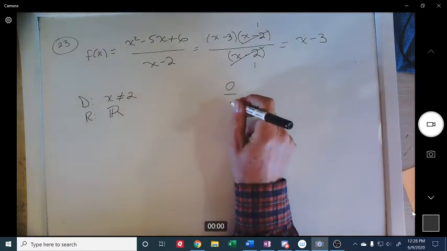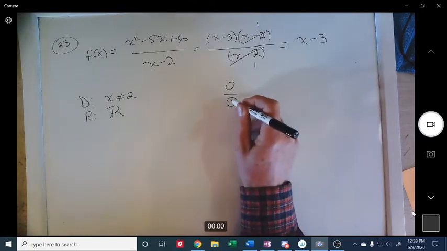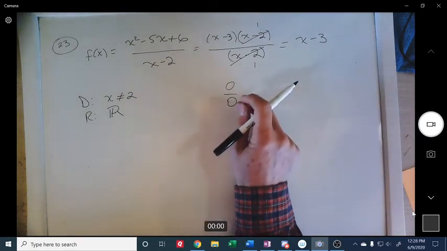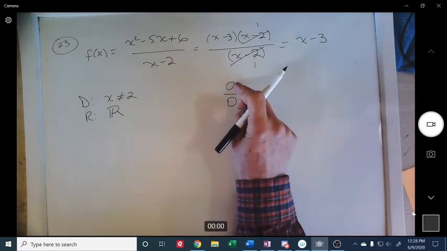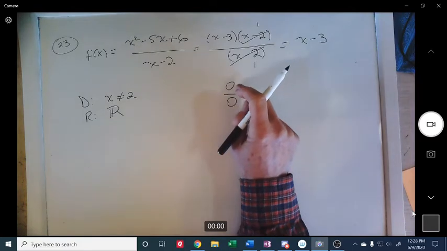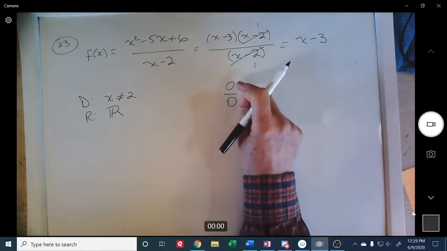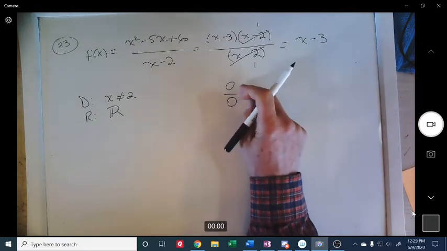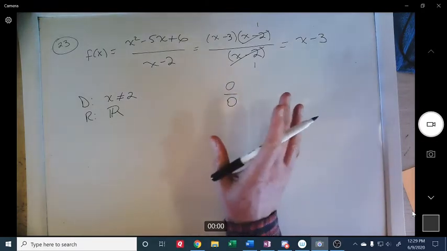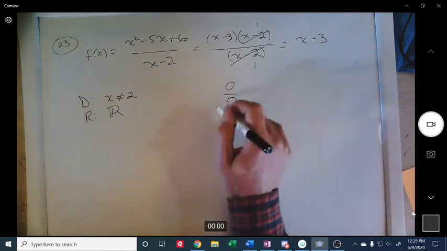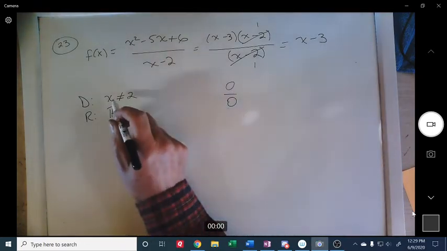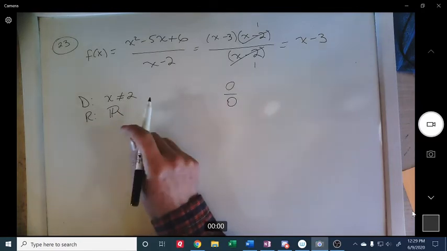0 divided by 0, some people have a hard time understanding: shouldn't that just be 0? Because 0 divided by anything should be 0. But actually, anything divided by itself should be 1. So it has two different tendencies. On one hand, it wants to be 0, because 0 divided by anything is 0. On another hand, anything divided by itself should be 1. This is a contradiction. It's an illegal fraction, so the domain is still x is not equal to 2.